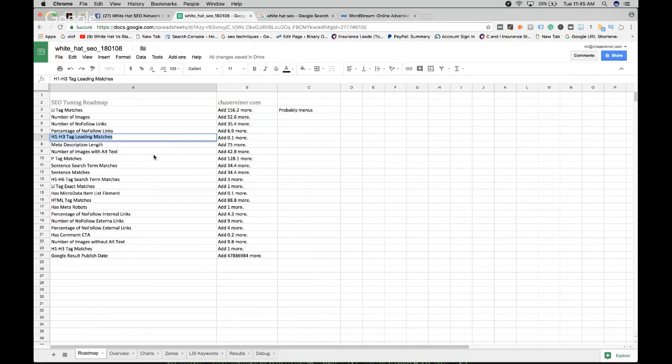So those H1 to H3 tag leading matches. It wants you to have a match word at the beginning of a heading in one of your H1 to H3s. Oh, that's what leading matches means. Yeah, at the beginning of the heading. So it says add 0.1 more though. What does that mean? It's looking at the page one average, and if you want to be above average, you need to have at least one. Okay, so it rounds up. Well, to actually have a match, you would be at one. What it's telling you is that one of the page one sites has a leading match. Interesting.